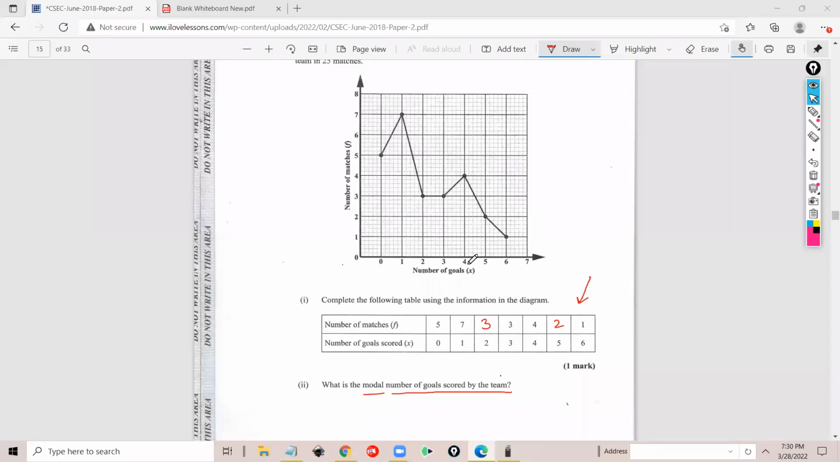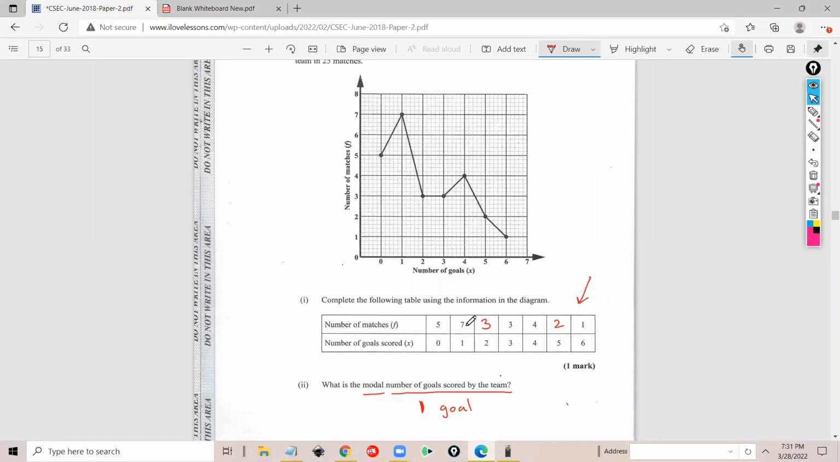Question. The answer is actually 1 goal. Look at it. In 7 matches, the score was 1 goal. So that's like the most popular score they got. Okay? So I hope that clears it up there.